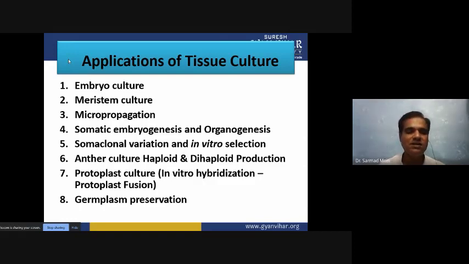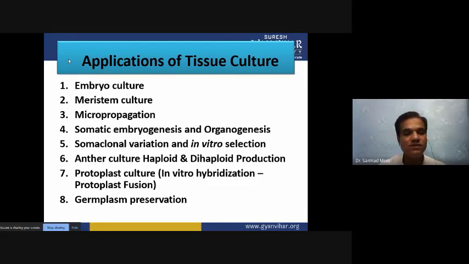These plant tissues and cells under stressful conditions will be somatic and genetically modified, so they can produce new types of characteristics. These new characteristics can be very useful to farmers, and we can utilize them to develop new varieties for farmers. Then anther culture for haploid and diploid plant production is there, and haploid and diploid plants can be utilized for research purposes. And protoplast culture is also there.